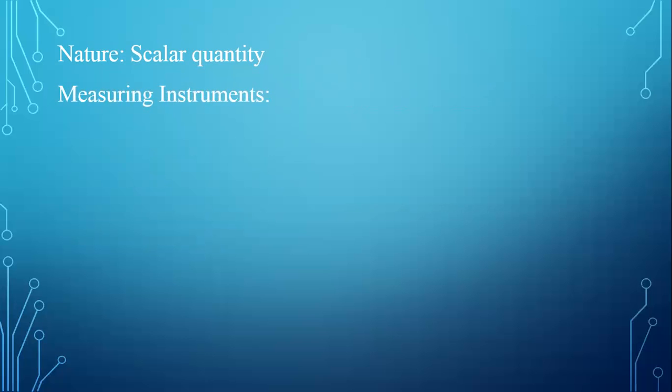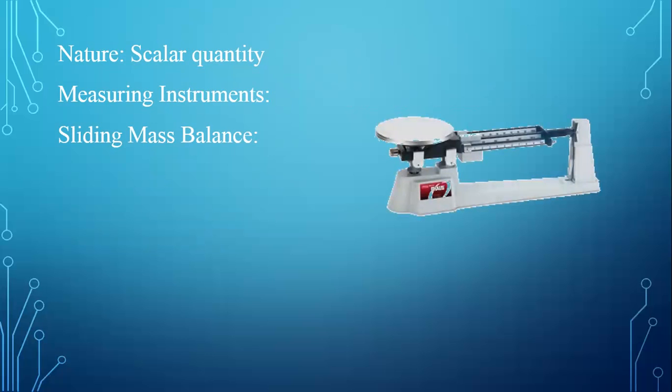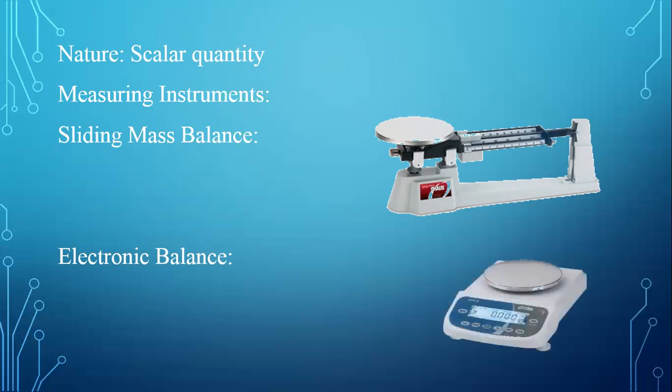And there are some measuring instruments with the help of which we can measure the mass of an object. Number one is the sliding mass balance. By using this sliding mass balance, we can measure the mass of an object by putting that object on the top pan, and by adjusting the scale, we can find the mass of the given object. The other measuring instrument is the electronic balance. With the help of this electronic balance, we can also find the mass of an object, and it is much more accurate as compared to the sliding mass balance.